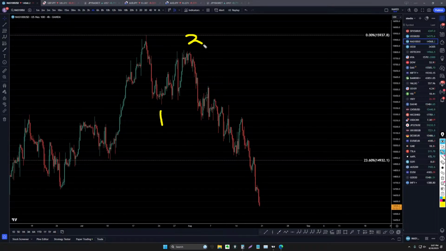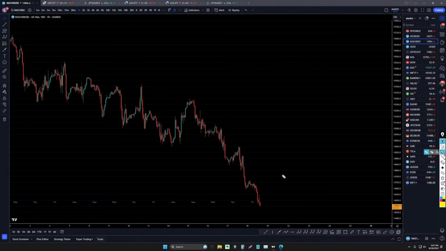1, 2, 3. So I would definitely still be looking for shorts, at least until we get a break of structure. If we get a break of structure, then that's probably just going to be a wave A, B, C of 4, and then down again. But we don't know that it's over.